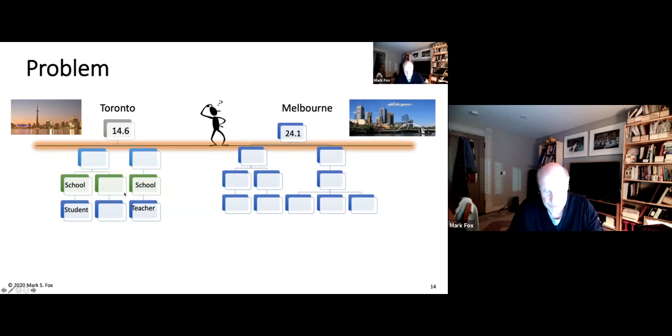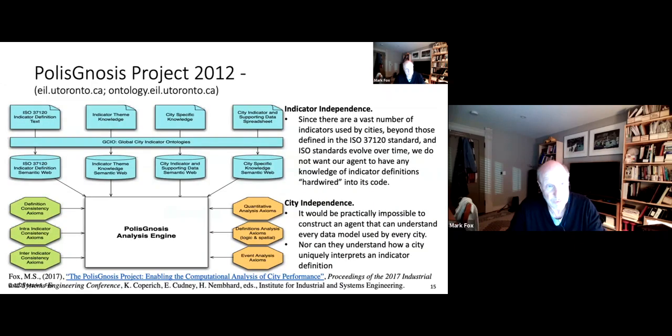So you're probably aware that cities around the world are in the running for being a smart city. That every year there are a number of cities that are given the award of being a smart city, and those smart city analyses are based upon a set of metrics or city indicators. But we really don't understand how those numbers are actually derived. So we started a project in 2012 called the Polygnosis Project. And the purpose of the project is to automate the analysis of city performance. That is to say, can we compare the performance of one city across a set of indicators to another city, but be able to explain why they are different?